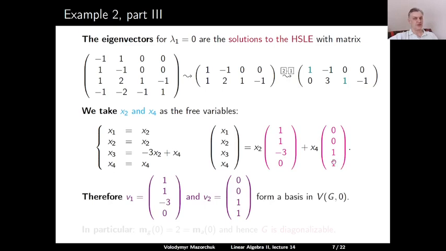Therefore, these coefficient vectors v1, which is (1, 1, -3, 0), and v2, which is (0, 0, 1, 1), form a basis in V_G(0), the eigenspace for G with the eigenvalue 0. In particular, we have two linearly independent eigenvectors for this eigenvalue, so the geometric multiplicity of 0 is 2. This coincides with the algebraic multiplicity, and hence the linear map G is diagonalizable.